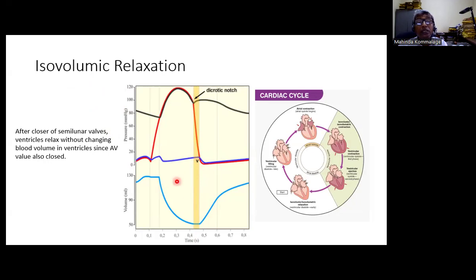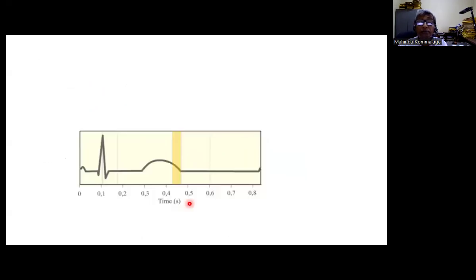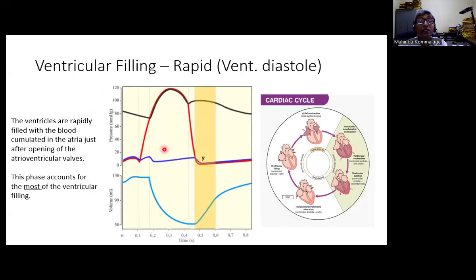So at the end of the isovolumetric relaxation, so this is the ECG during isovolumetric relaxation. At the end, ventricular filling will occur, and now the ventricle is in diastole. Ventricle in diastole, AV valve open here. AV valve means atrioventricular valve, right? Tricuspid and mitral valves open, and blood will enter the ventricle.